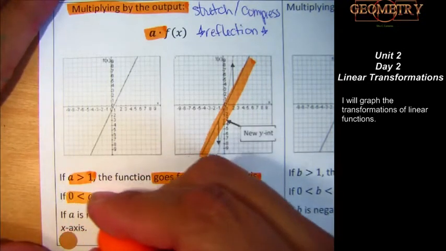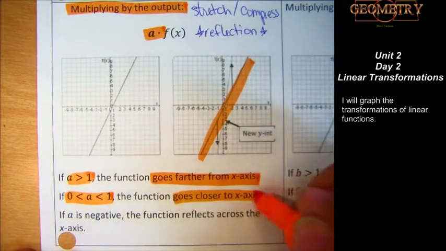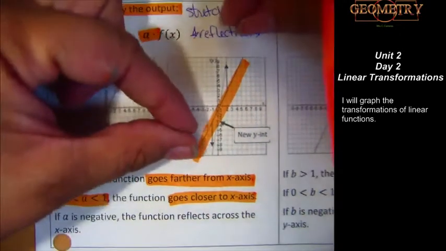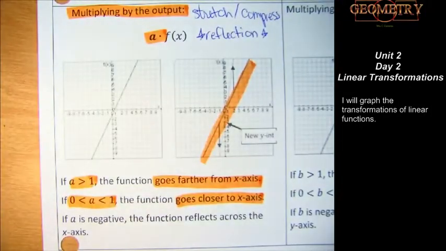If the thing I'm multiplying the function by is a small fraction, somewhere between 0 and 1, the function is going to get closer to the x-axis. It's going to compress. It's going to shrink down toward the x. Okay?